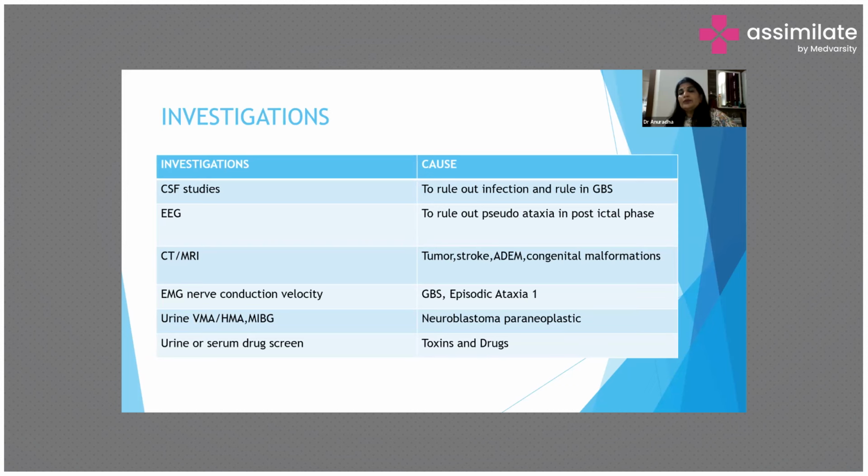CT-MRI, which can lead to some syndromes, agenesis of cerebellar vermis, likewise in Joubert syndrome, tumor, trauma, stroke, edema, etc. Nerve conduction velocity tells about the GBS and episodic ataxia. And urine for vanillylmandelic acid and other metabolites suggestive of neuroblastoma, paraneoplastic syndrome, urine and drugs for toxicity, and drugs and toxins level.